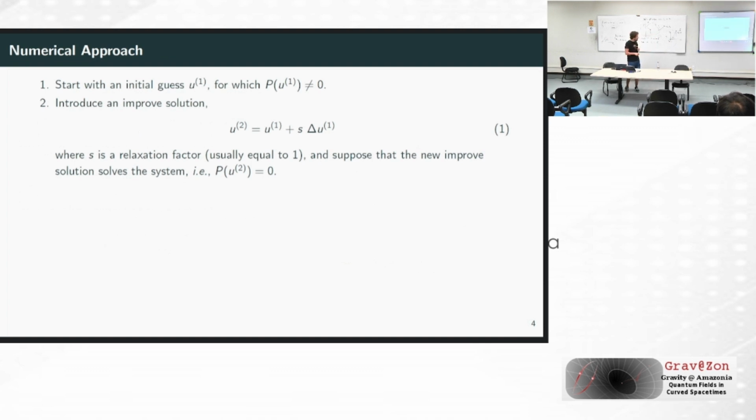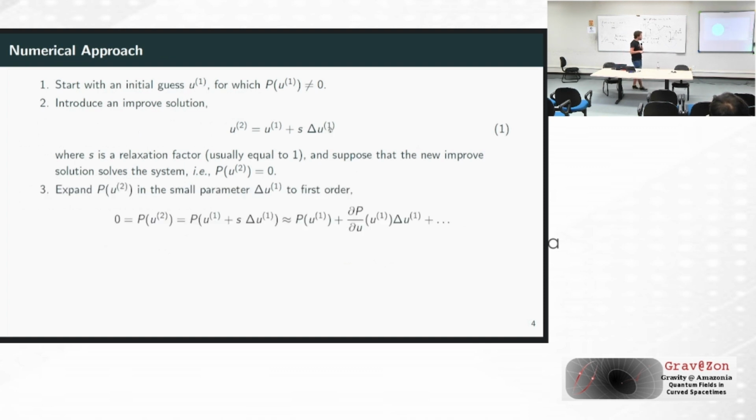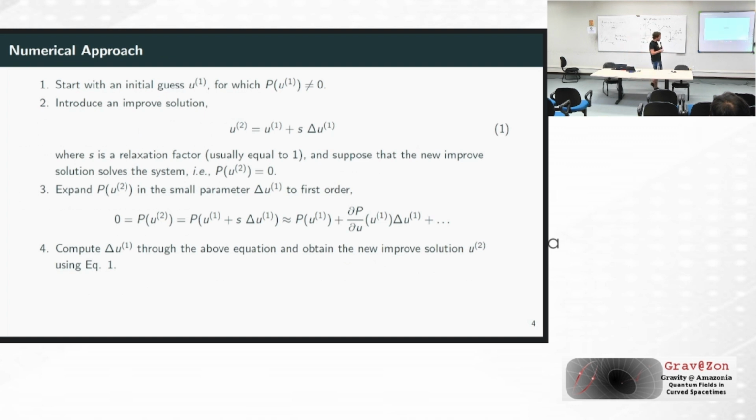And now, here you impose that this new solution solves the equations. If you do this and you expand this P of U in the W, so when you have small variations, then you get this expression, a Taylor expansion. And with this equation, you can compute exactly which variation you have to make, and you have now to use the original equation to obtain the new solution.